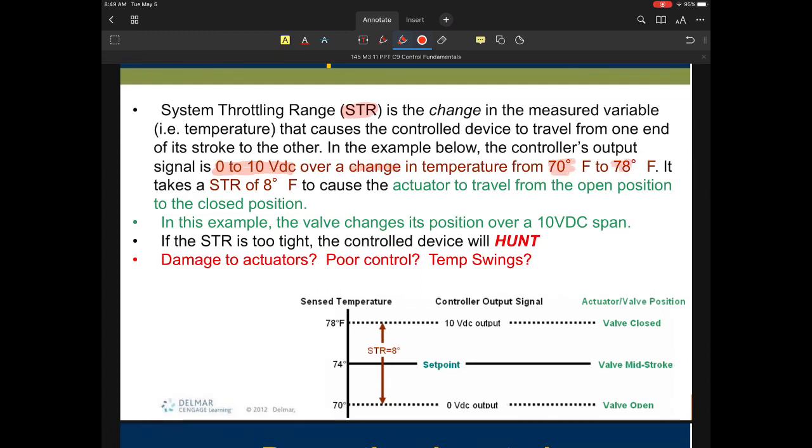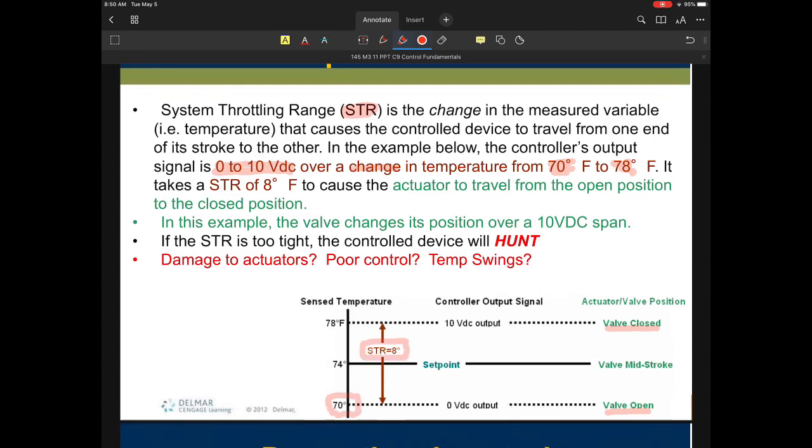As an example, we could say the controller's output will vary from 0 to 10 volts DC over a change of X amount of degrees. So let's say 70 to 78 as an example.